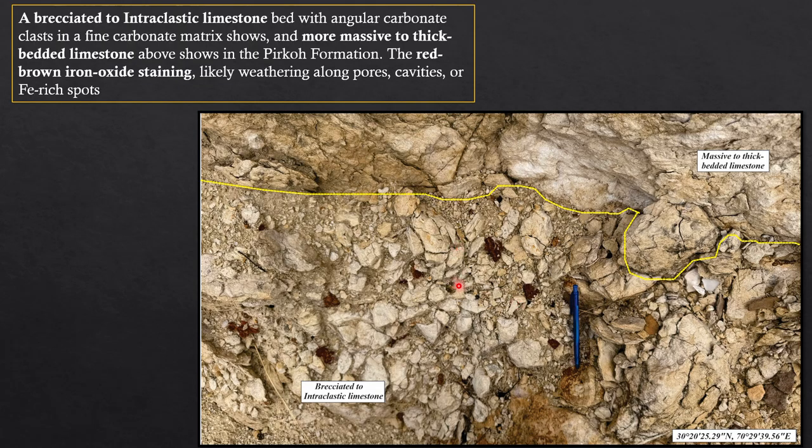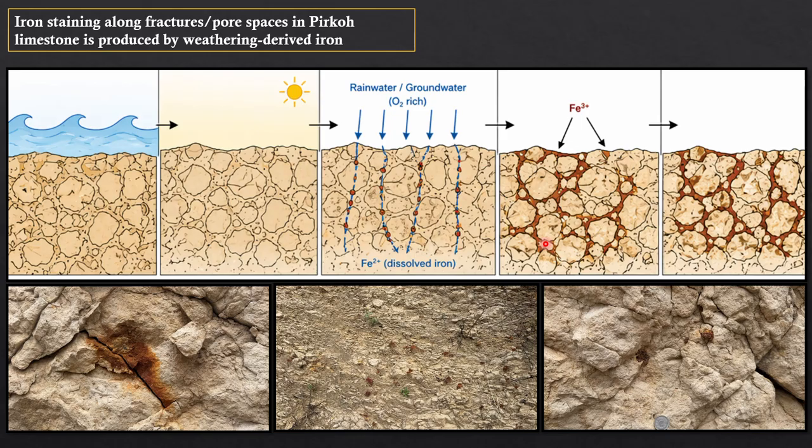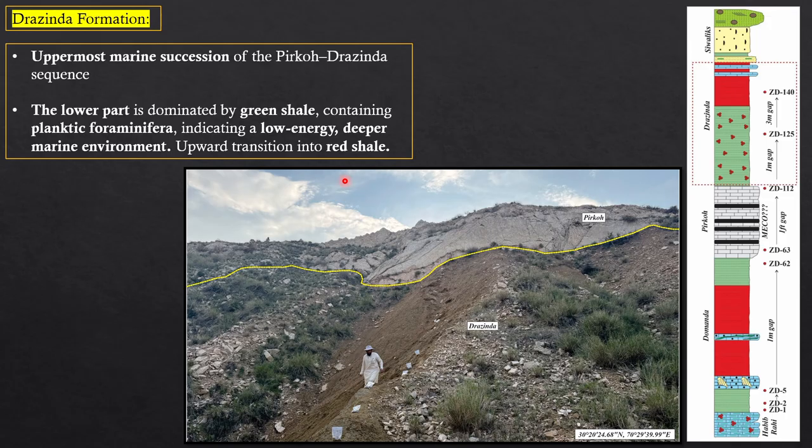We also found brachiated and non-brachiated limestone. Brachiated limestone we can interpret as a storm kind of condition, and non-brachiated means a low energy environment. We also find iron nodules inside, mostly because of weathering. And then we have the contact of the lower Dumanda with the Pirkoh formation, and Dumanda with the lower Habibrahi, and we also see the massive thick bedded brachiated limestone.